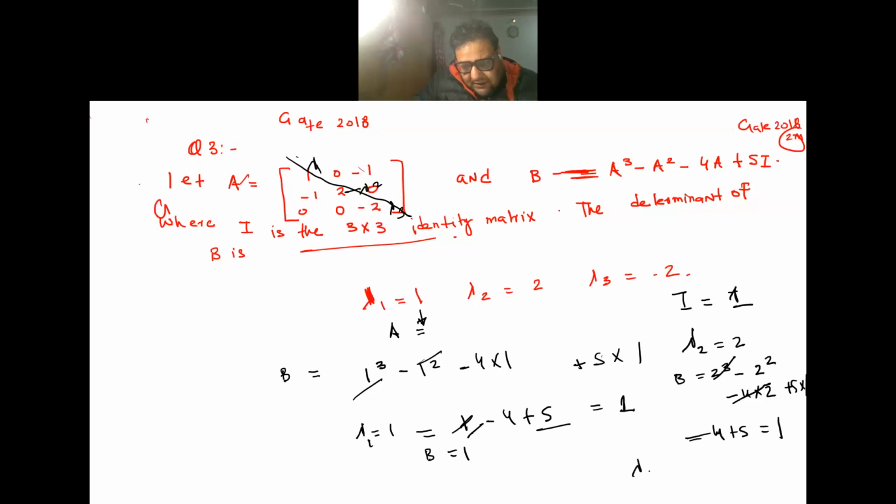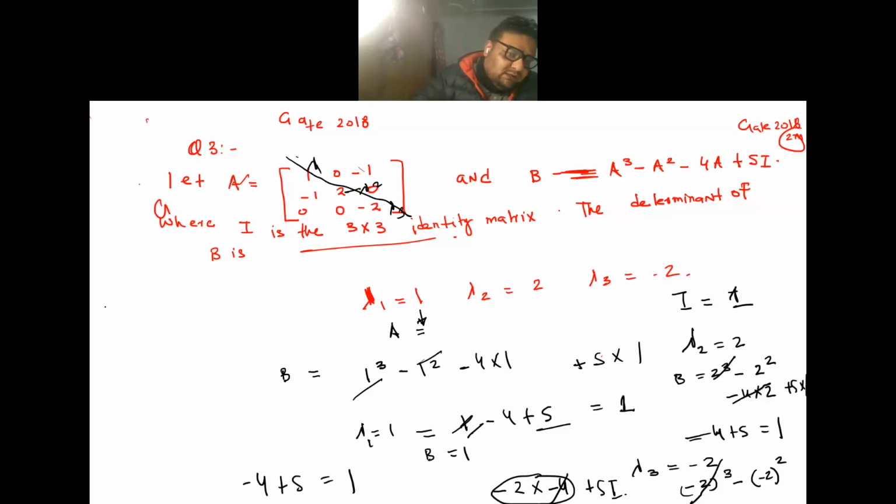Same for lambda 3 is equal to minus 2, you put it in. This would be minus 2 cube, which is minus 8, minus 2 square, which is 4, and then minus 4 into minus 2, which is plus 8, plus 5I. So the 8 and minus 8 are gone, and minus 4 plus 5 again, so the value happens to be 1. So the eigenvalues of B would be 1, 1, 1. This is the solution for this question.